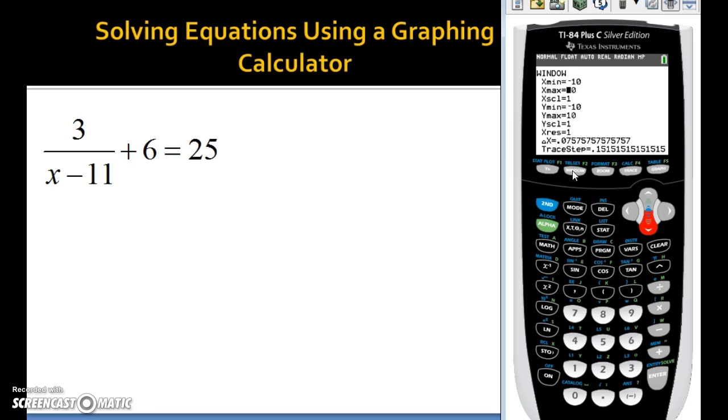So I'm going to pick a number that is larger than 11. Let's just say 15. You can pick any number larger than 11. It just has to be bigger than 11. And then I'm going to hit graph. And now I should see a vertical asymptote start to form. It starts to look rational.